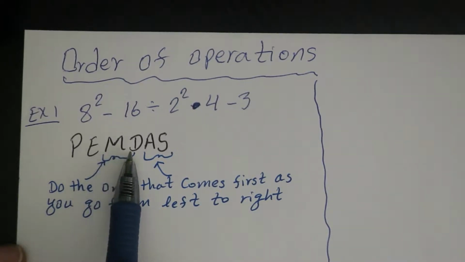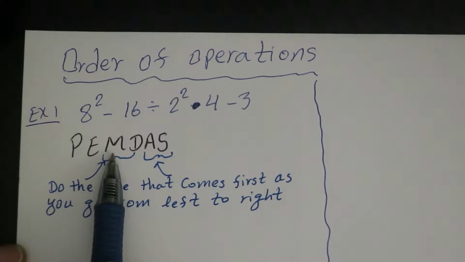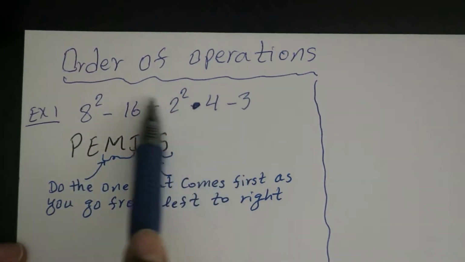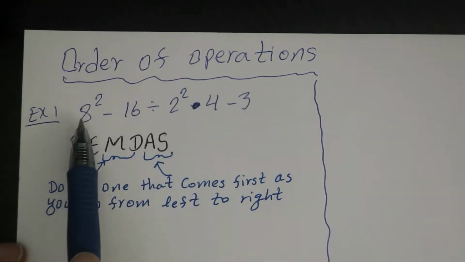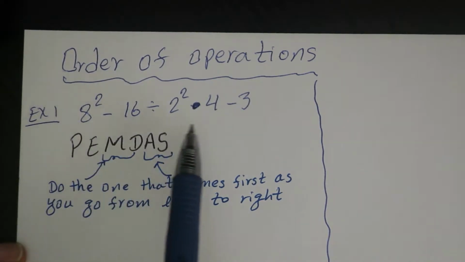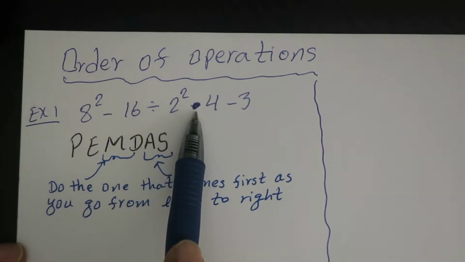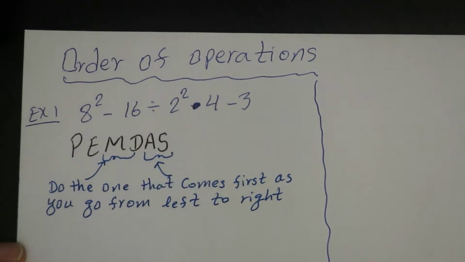When it comes to multiplication and division, just because the M for multiplication shows up before the division, that does not mean we do multiplication first. In the order of operations, we do the one that comes first as you go from left to right. So in this case, your division comes before your multiplication, so we're going to divide first. That's between the multiplication and division.